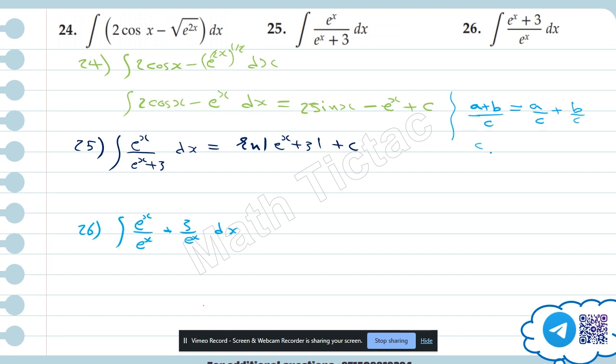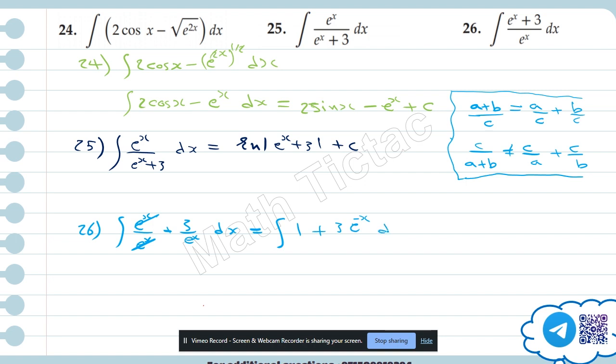But be careful, the opposite is not correct. If you are saying c over a plus b, this is not equal to c over a plus c over b. Be careful from that. Just to avoid any confusion, this is correct, this is incorrect. So in here, e to the power x over e to the power x is 1, and this is 3 over e to the power x. So this is equal to the integration of 1 plus 3 times e to the power minus x dx.